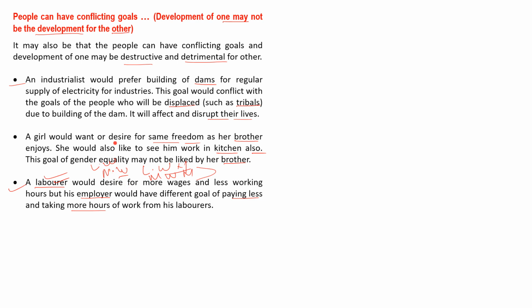Now, another important feature of development is that people don't only want income.